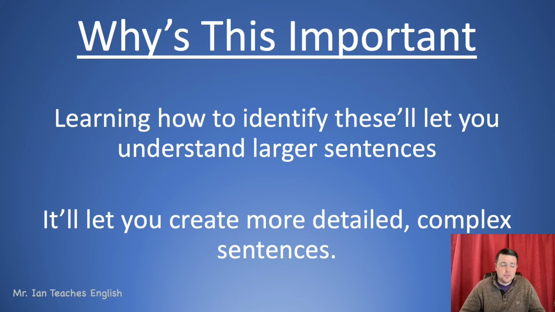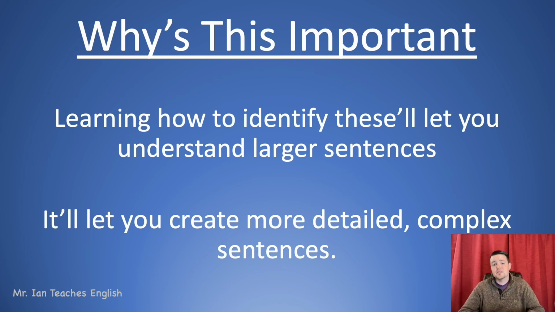All right, now why is this important? This is important for two main reasons. The first one, which I was talking about in my class just this morning, is learning how to identify these will help you understand larger sentences. When you read books in English, you'll start to see sentences that are 3 or 4 lines long with a lot of commas in them, maybe. If you are able to identify the adjective clauses, and I'm going to make some videos on noun clauses and adverb clauses as well. If you can separate those from the main clause, it will help you understand the sentence. You'll know which parts are necessary and which parts are optional.